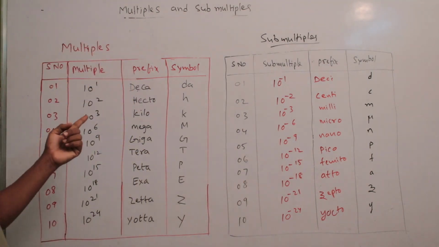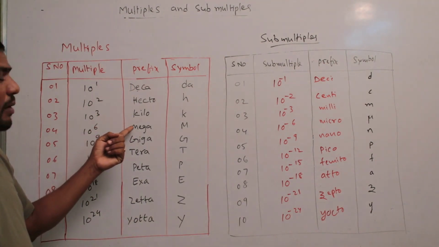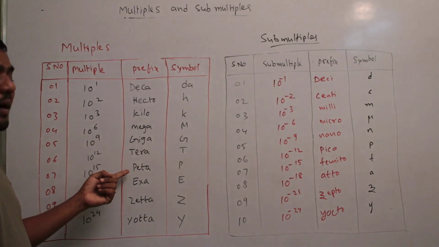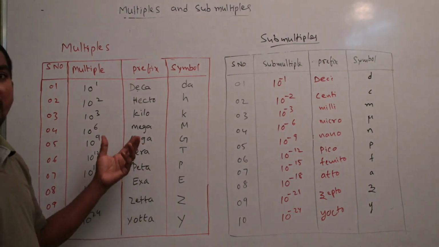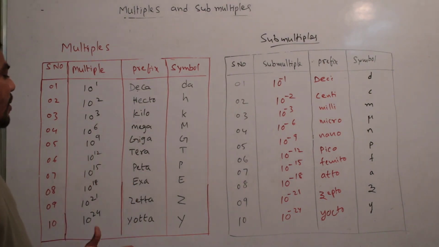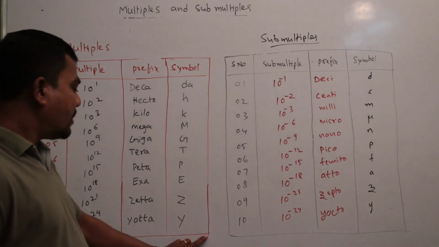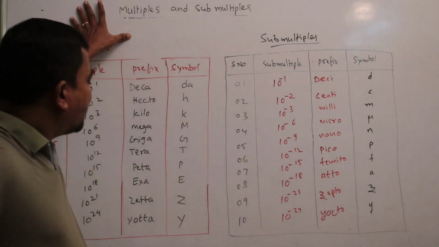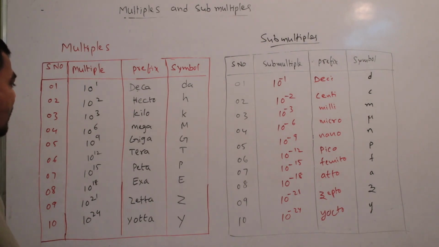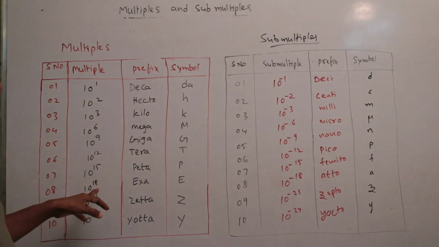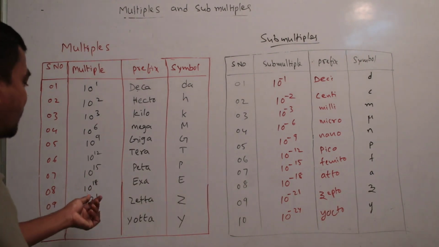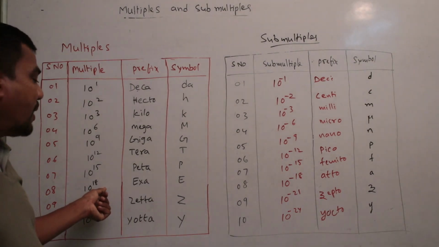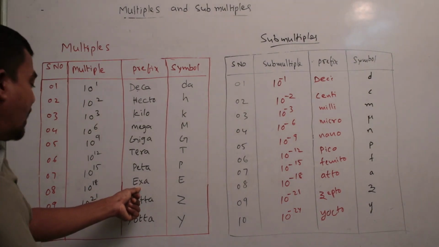In the other table, deca, hecto, kilo, mega, giga, tera, peta, exa, zetta, yotta are all called multiples. In our question bank, many types of questions are asked. First, given 10 power 18, what is the prefix of 10 power 18? The prefix of 10 power 18 is exa.